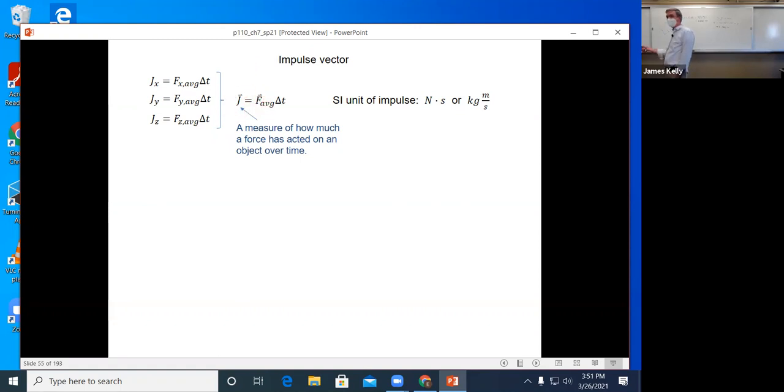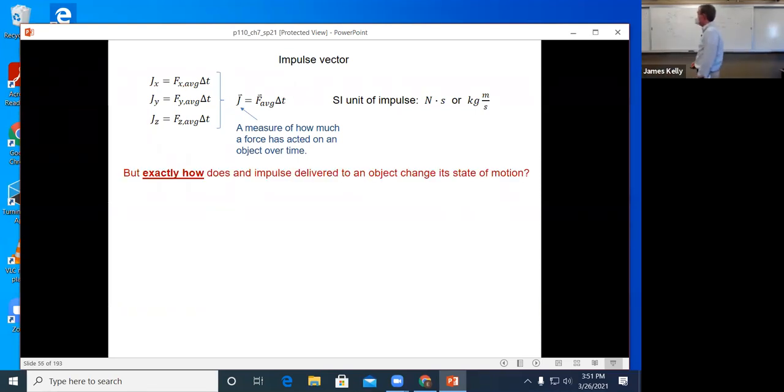Just like the velocity has an x, y, and z component, the impulse is a vector that has x, y, and z components. And it is defined as the average force vector times delta t. Okay, so there's an x, y, z component to that. So loosely speaking, that's a measure of how much a force has acted on an object over time, or the degree to which it's going to change the state of motion of the system.